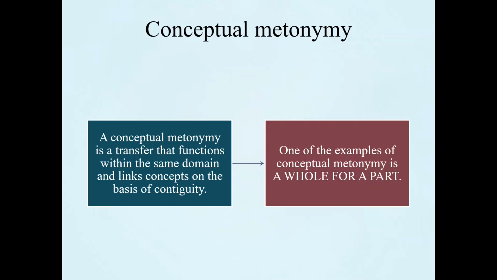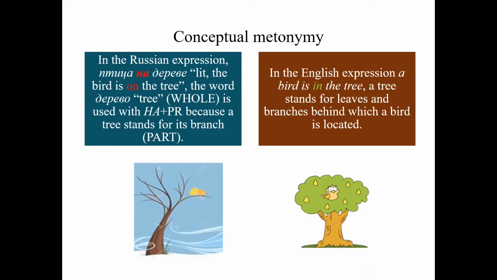A conceptual metonymy is a transfer that functions within the same domain and links concepts on the basis of contiguity. One of the examples of conceptual metonymy is a whole for a part metonymy. For example, the choice of v plus the prepositional and na plus the prepositional in some expressions grounded in this metonymy depends on whether the part or the whole is viewed as a container or a support.